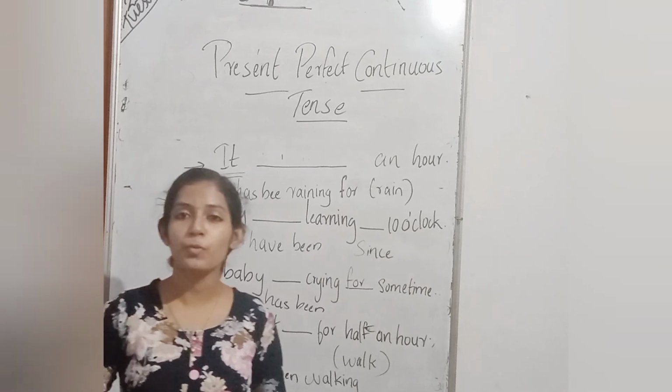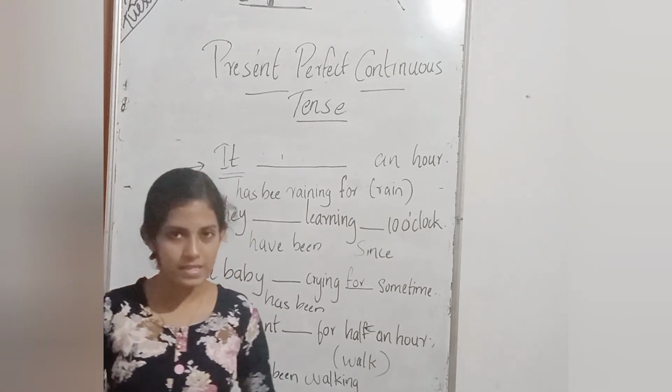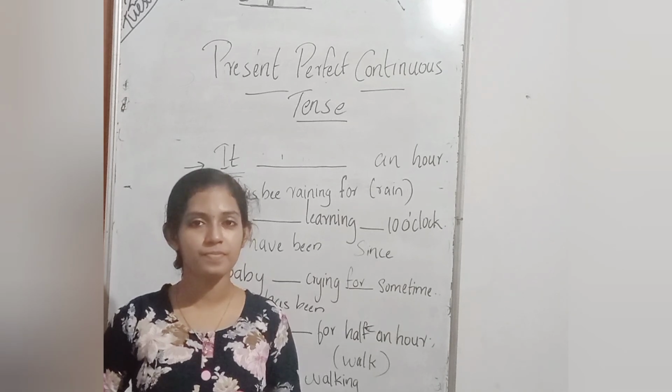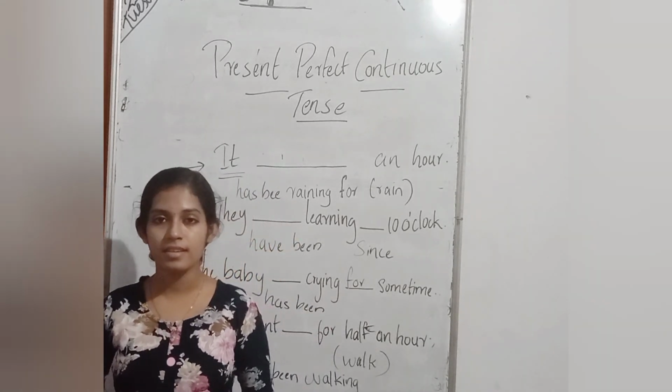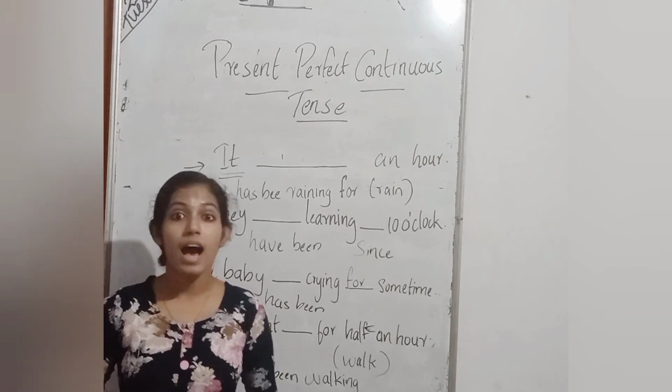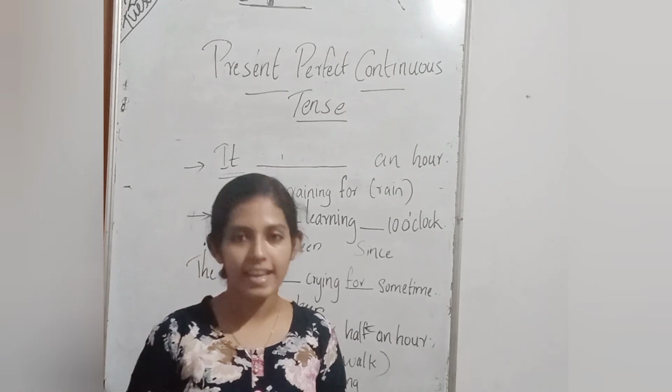Have you understood what is present perfect continuous tense? And how to use present perfect continuous tense? The general form of present perfect continuous tense is subject plus have or has plus been plus verb plus ing.